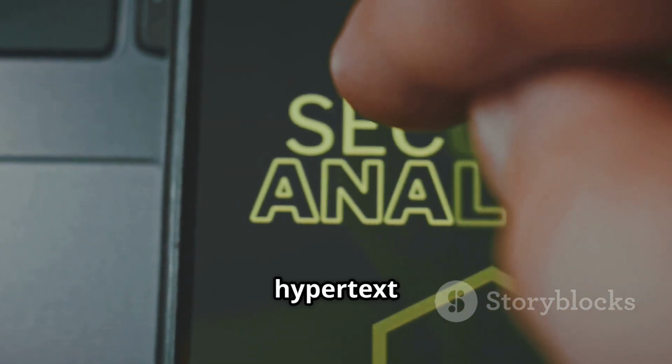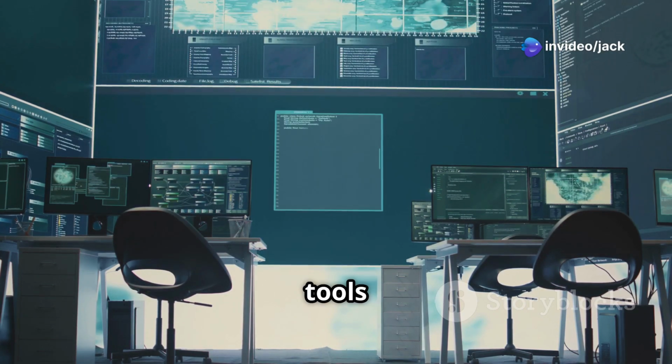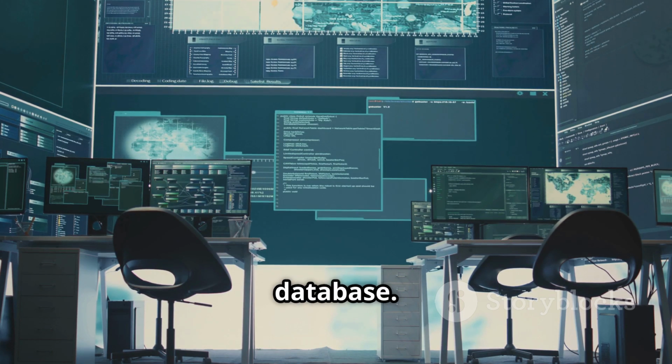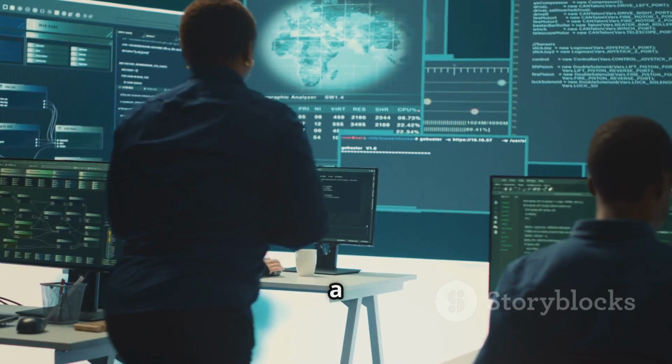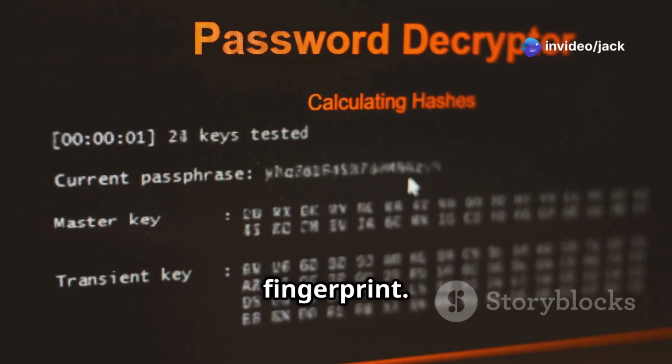Embedded links are hypertext links contained within email messages. Endpoint detection and response, or EDR, are tools to aggregate data from multiple endpoint computers to a centralized database. File analysis involves looking for evidence of malware within a file. Hashing is the process of creating a digital fingerprint.